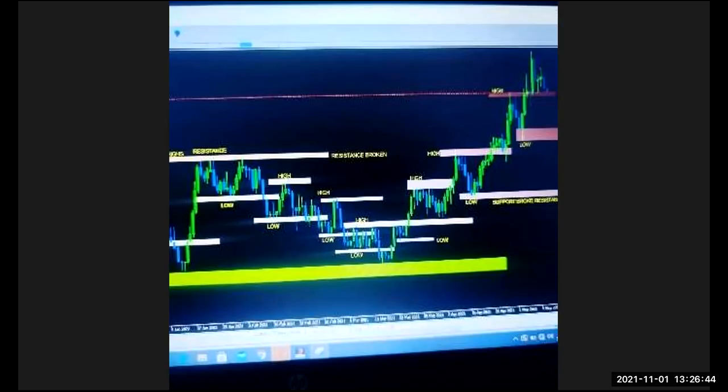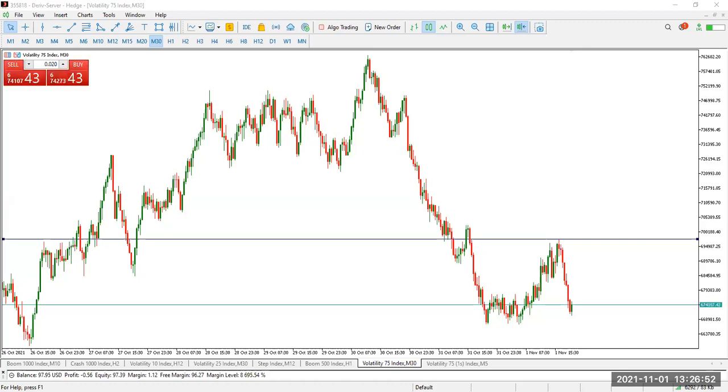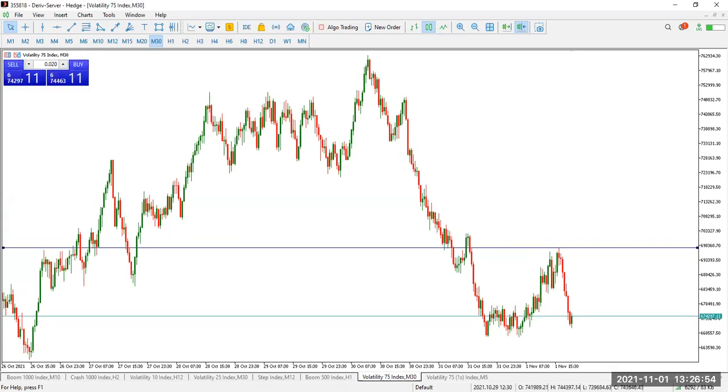Okay, so let's go back to our course. I told you we are going to the chart to analyze supply and demand. Although supply and demand works very well in the market, so we want to analyze it.